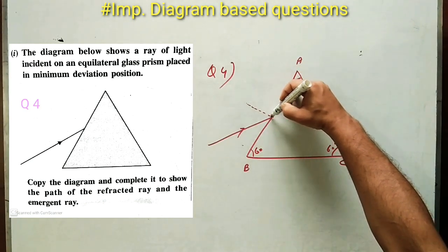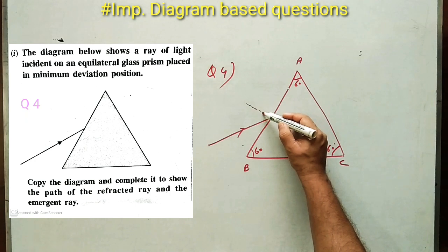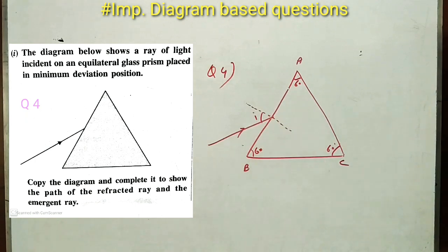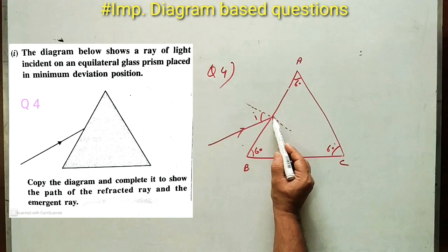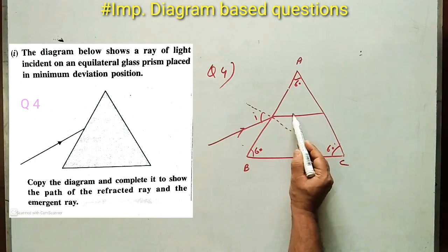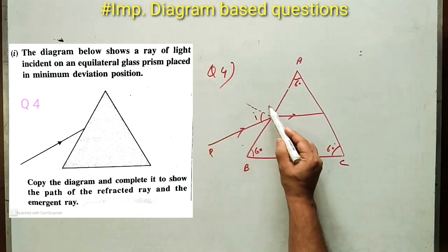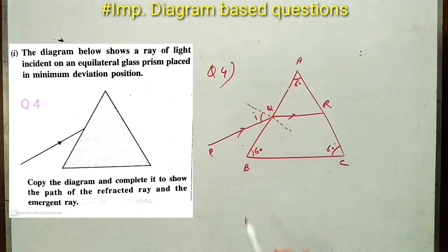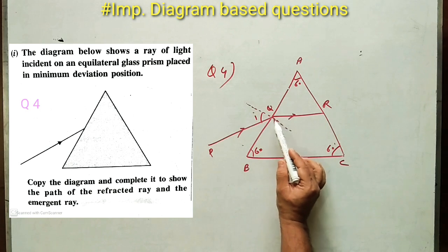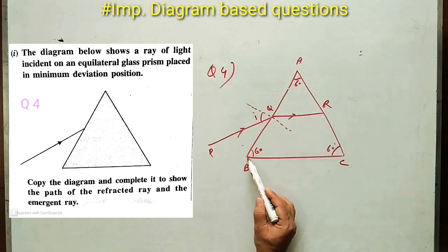First of all, we draw a normal. This is the angle of incidence. Mark the angle of incidence. So in minimum deviation position, as you know, the refracted ray always travels parallel to the base of the prism. It will always be parallel to the base of the prism. We will name the ray PQ the incident ray, QR the refracted ray. In minimum deviation position, remember that the refracted ray QR is always parallel to the base of the prism BC.